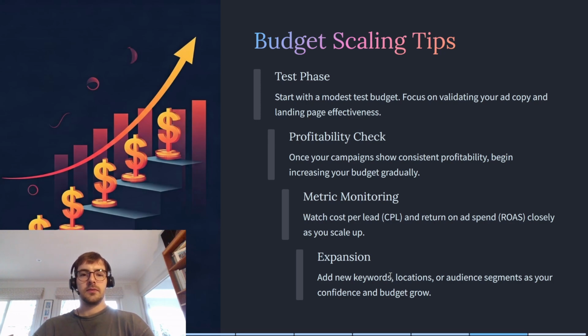And then the steps to expand your budget. Once you hit a limit with something, then you can add new keywords, new locations, or new audiences. And then you just scale those up over time.